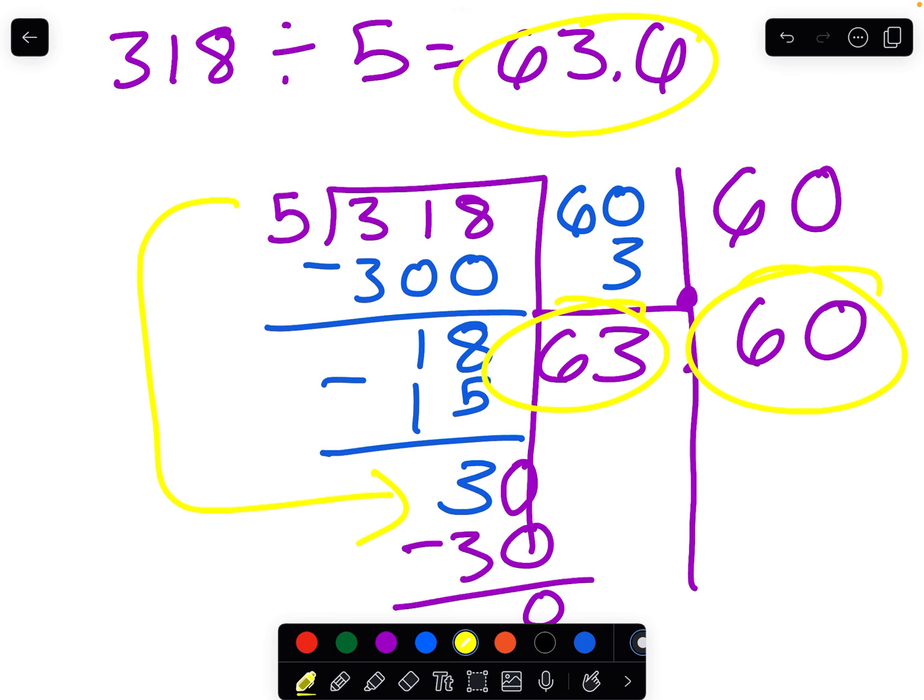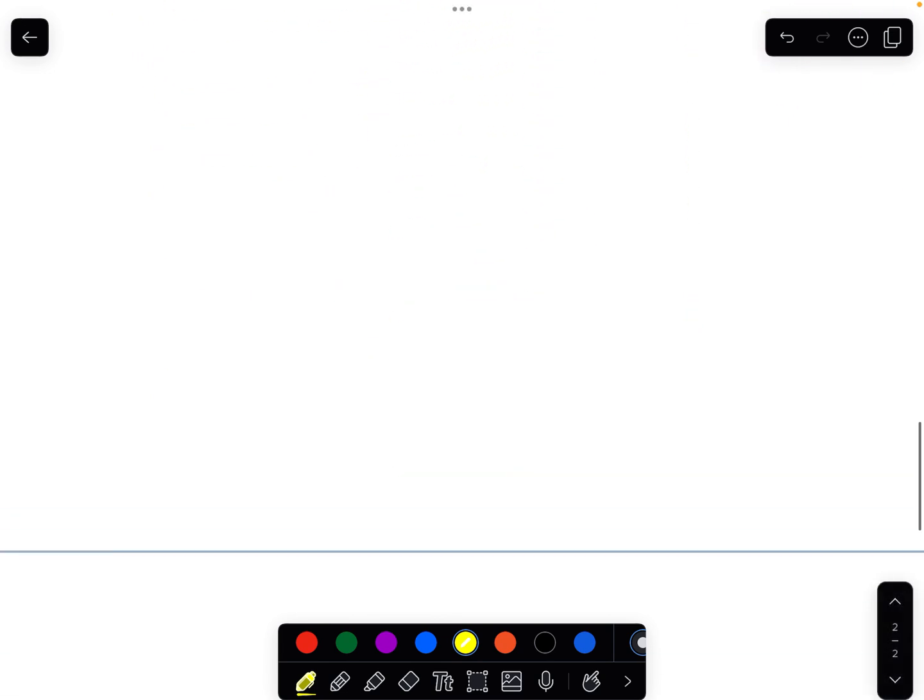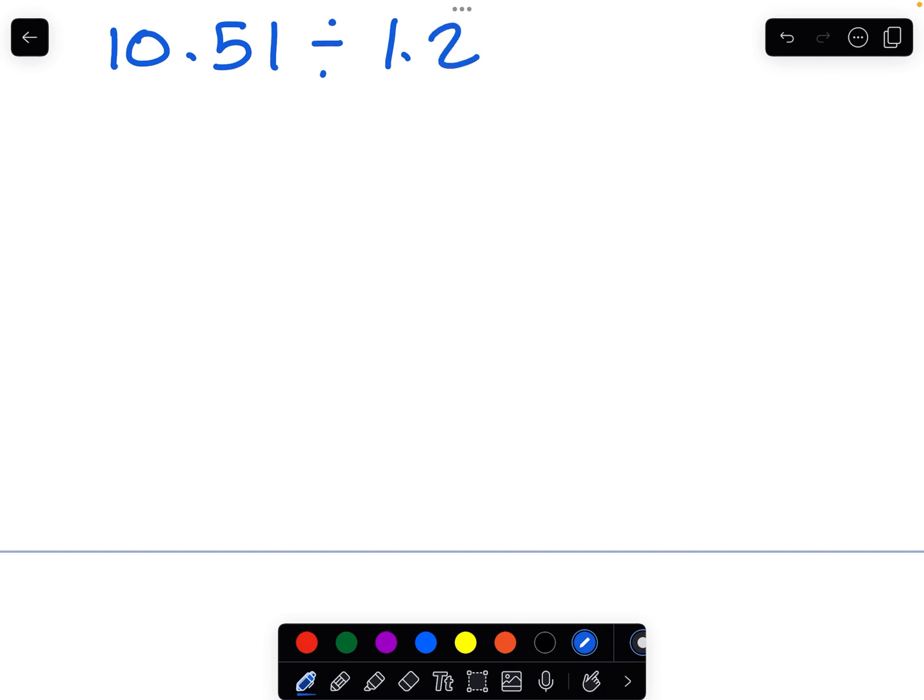All right. Now, if you feel like you've got it, you can stop watching the video. But if you're interested in another example with even more complicated numbers, stay with me here. What if I have a harder problem? Something like 10.51 divided by 1.22. Oh boy.